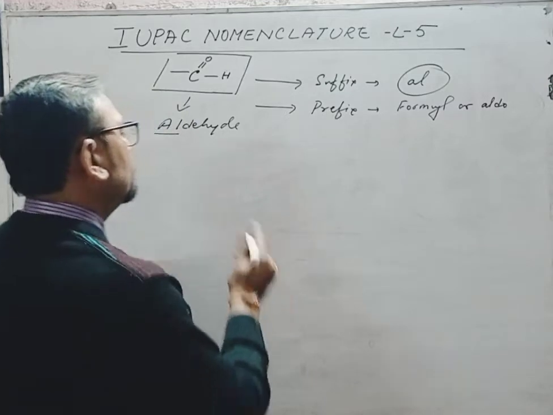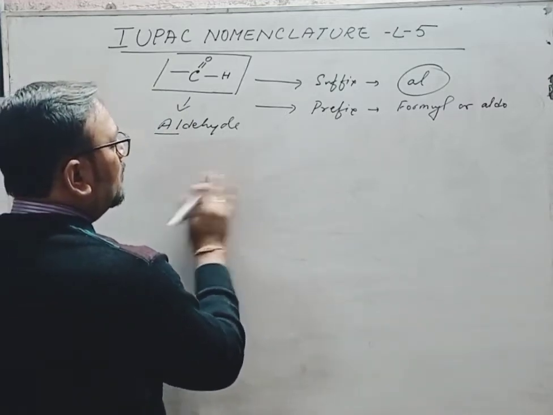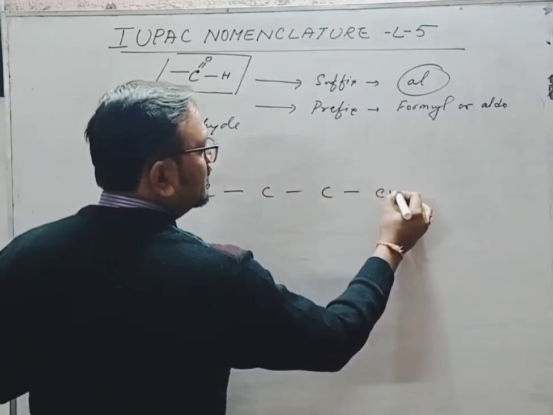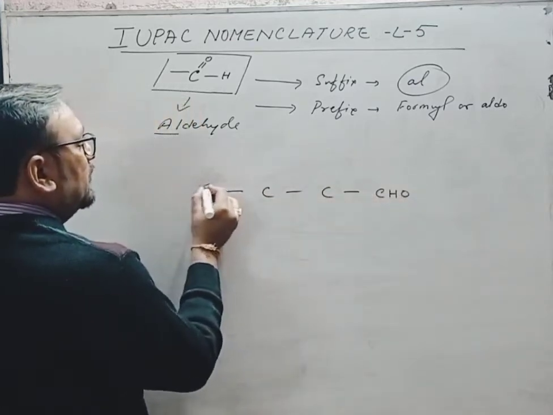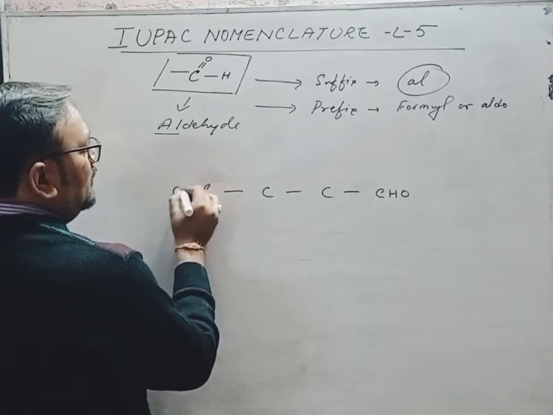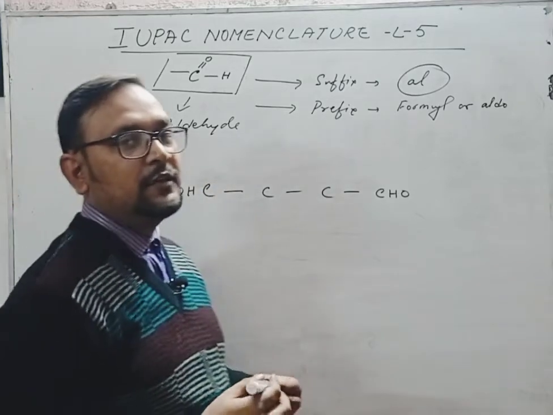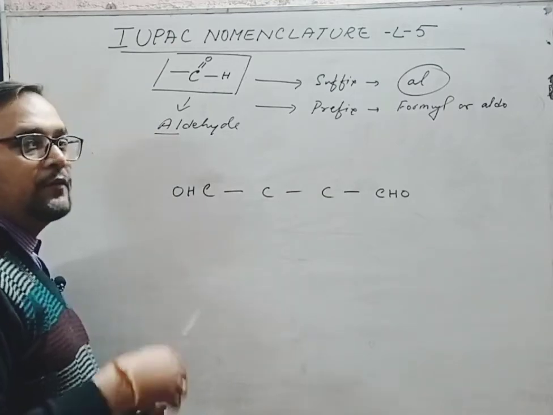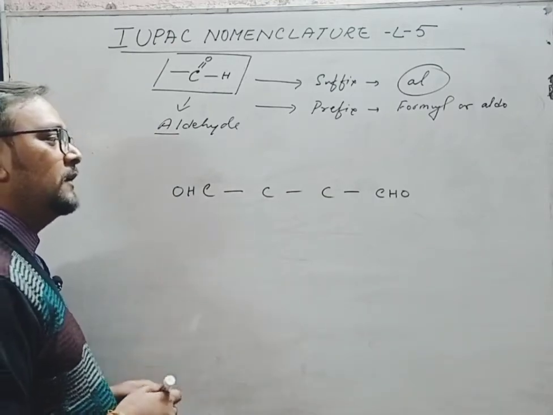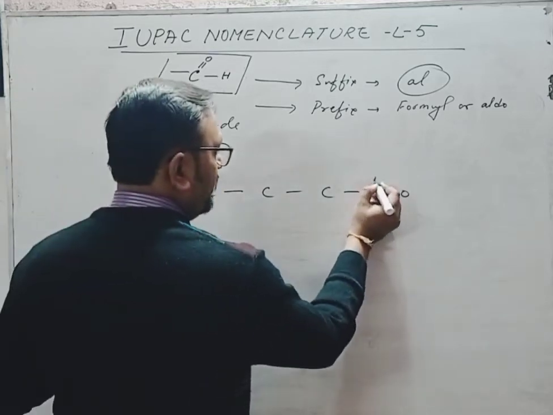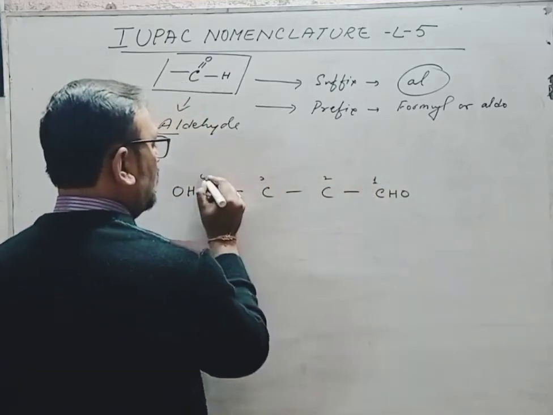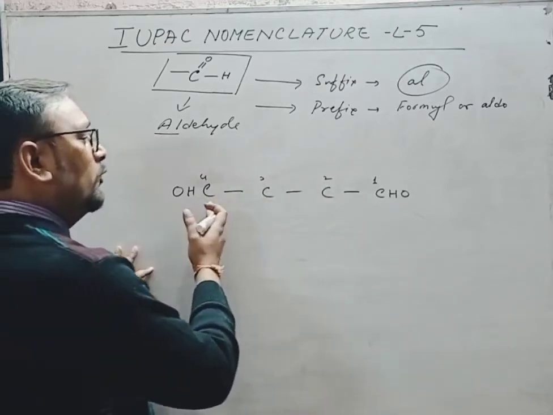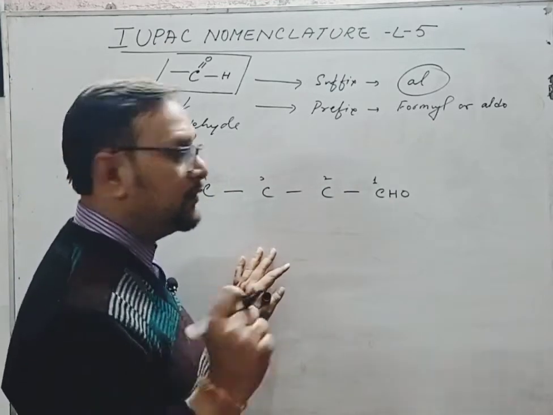Now pattern 2. Suppose you got a compound like this, CHO, and here also you got a CHO group like this. So what shall you do in such cases? Obviously you have to start the numbering from the terminal. So we will start from here: 1, 2, 3, 4. You can start from either direction, either from this side or from that side.